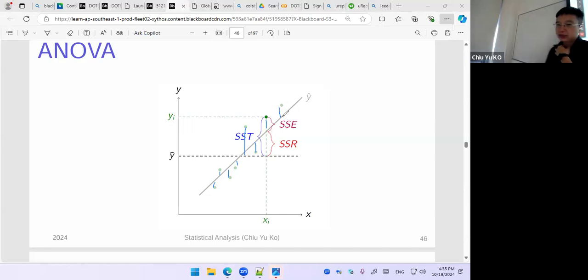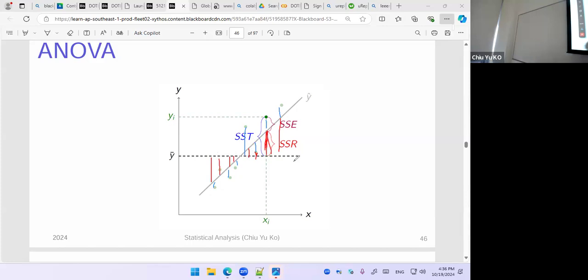the part the model successfully explained is the deep red one. These are the part explained by the model. Okay, these are the model explanation. The square sum of this red one is called the SSR. Is that okay? This is the part explained.